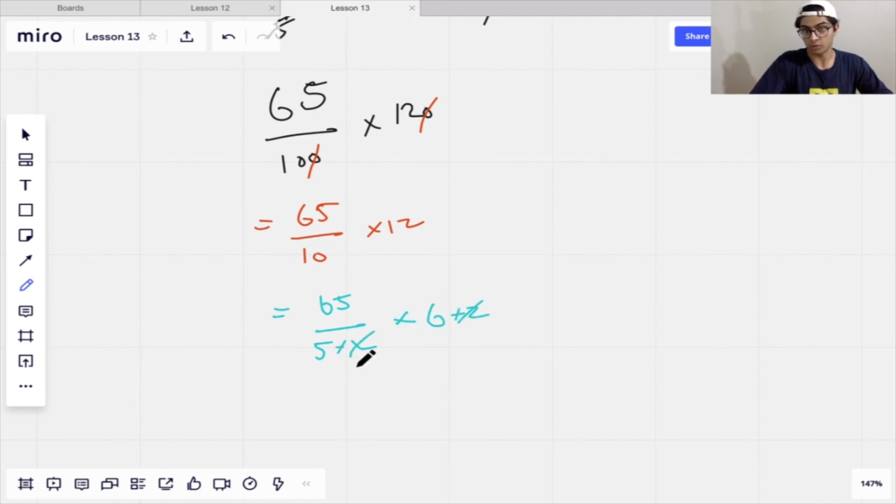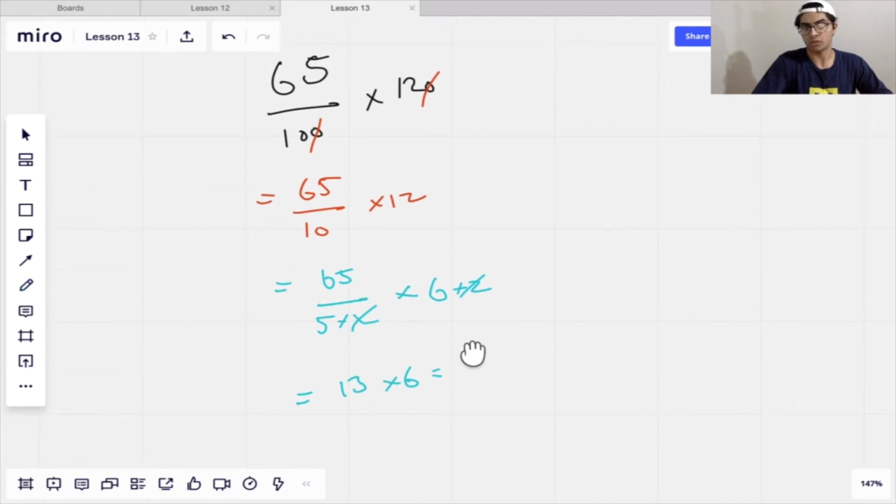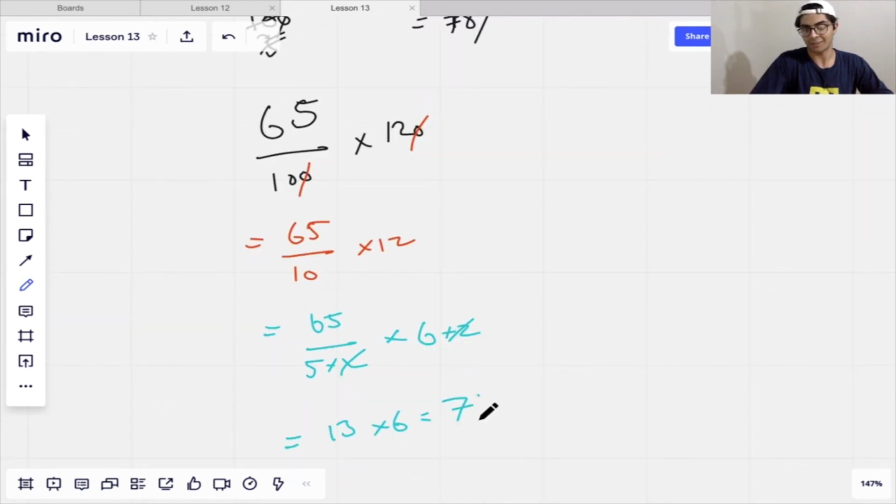And then cancel the 2's. And now we know 65 divided by 5 is 13. So we do that times by 6. And then we can do 13 times 6, which is 78. I forgot that for a second.